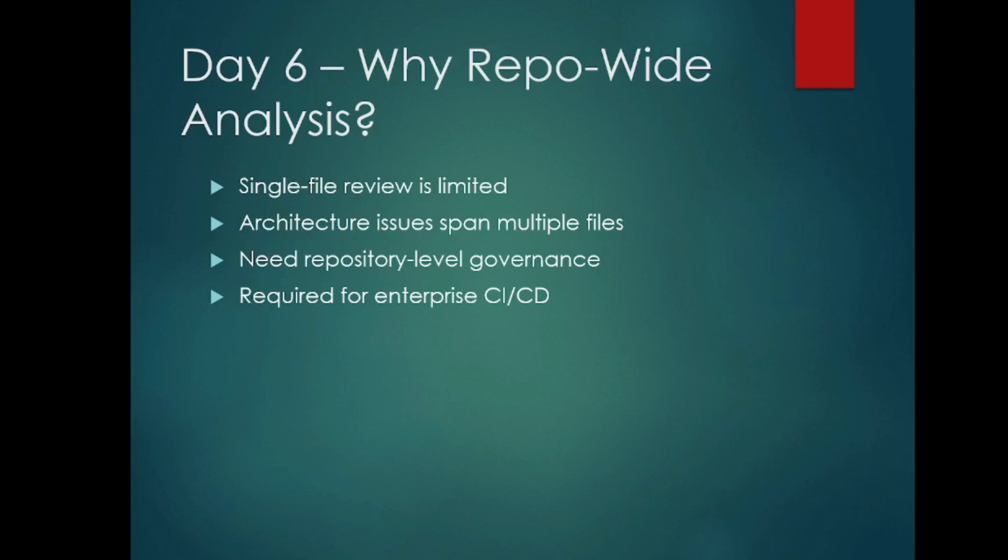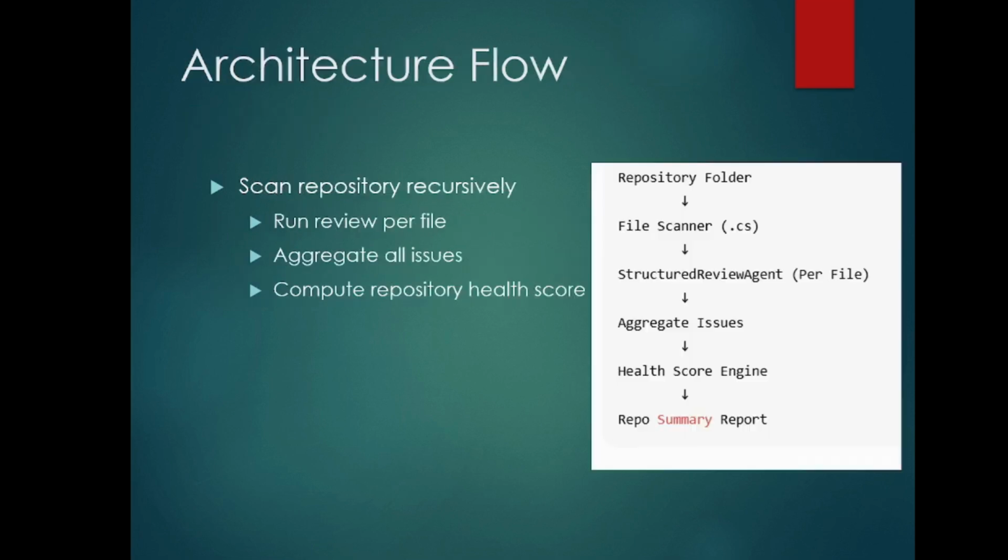But in a project there are so many files. We have to review them one by one. So we need logic which will scan the entire repo and give a proper report on each individual file: how the file is, what the severity level is, what the issues are, and what the health of the file is. Just like we check the project health, we are checking the health of each file by using this agentic AI. If architectural issues span multiple files, then we need to check. We need repository-level governance and enterprise CI/CD. CI/CD was already introduced on day 5, with pipeline behavior.